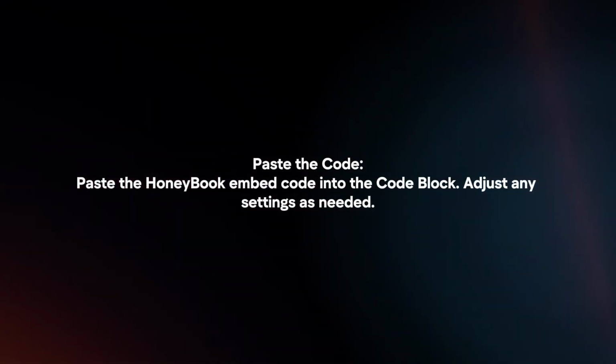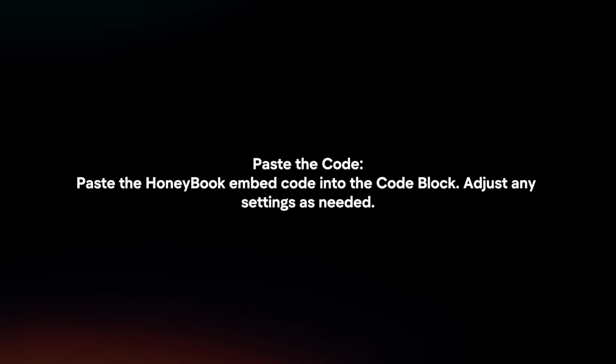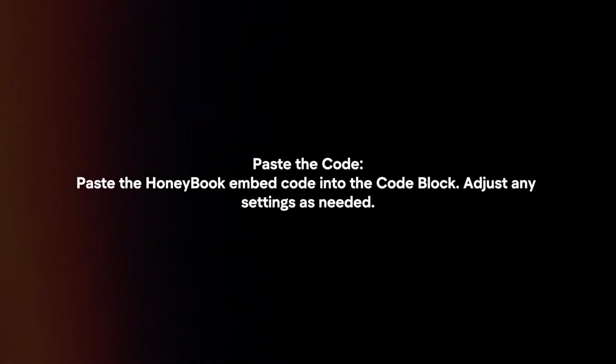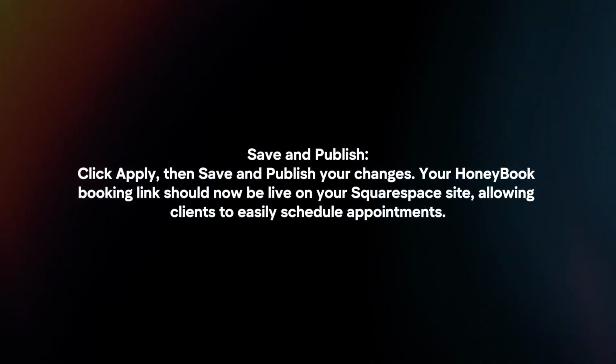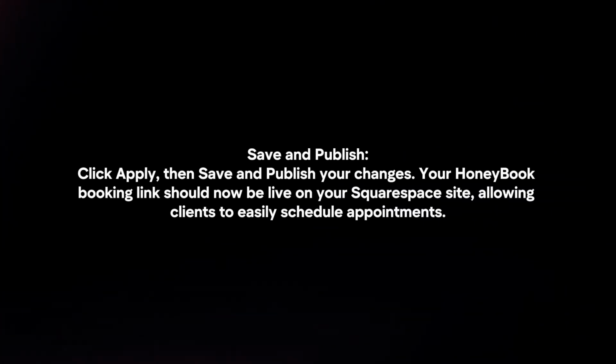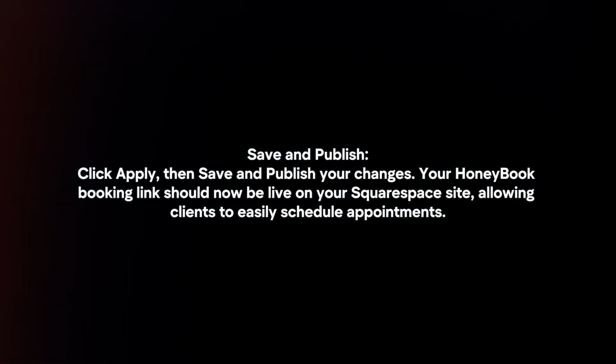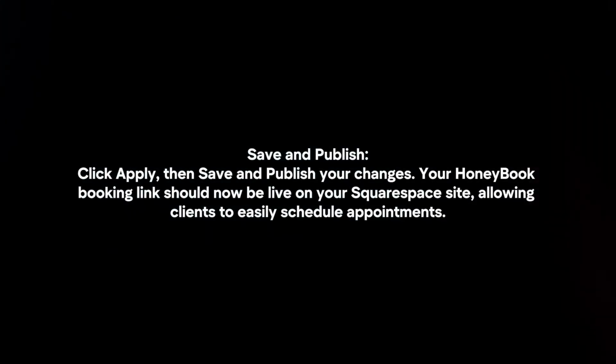Paste the code. Paste the HoneyBook embed code into the code block. Adjust any settings as needed. Save and publish. Click Apply, then save and publish your changes. Your HoneyBook booking link should now be live on your Squarespace site, allowing clients to easily schedule appointments.